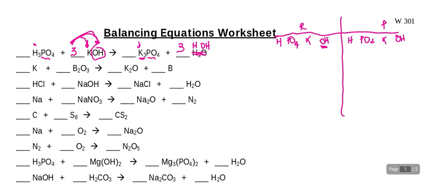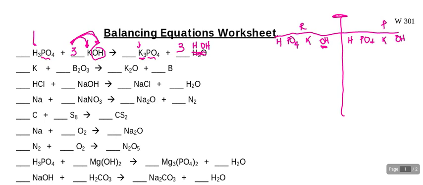Let's take a quick scan. It looks now like everything is balanced. We're going to do a check in a second. So let's just take a look at the table now that I just kind of sketched in here. In that table, we've got H's, PO4s, K's, and OHs on the reactant side. Let's count up how many.